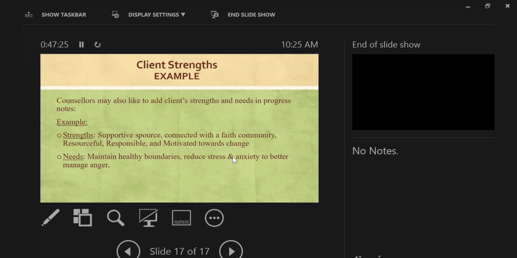Okay, thank you, Cody. Okay, and then lastly, client strength, right? Also add client strengths and needs; we can add this in the progress note. Supportive: they attend regular sessions, right? And also connected with all of those resources, right? Needs is something that we still need to address and work on.